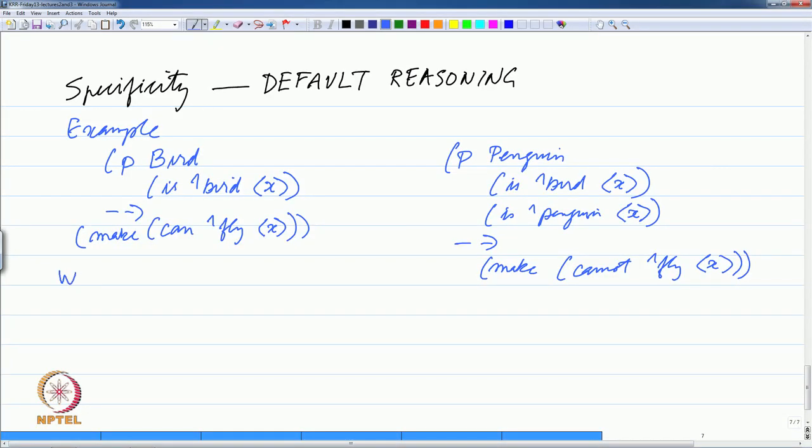So, now we have two rules, and the working memory is as follows. Is bird Tweety, is penguin Tweety. So, you will find that this name Tweety is the most common name in AI textbooks.